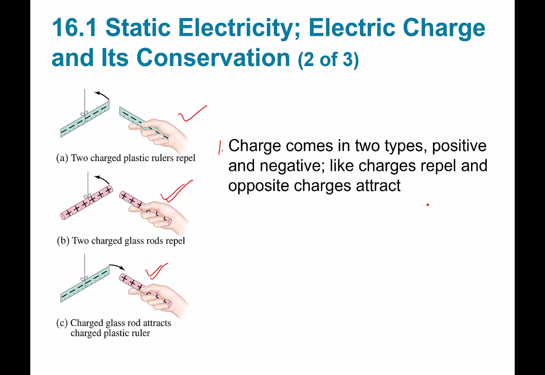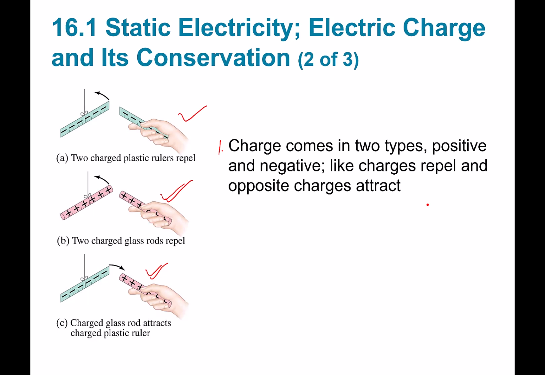And how do we know there are two types of electric charges? When various materials are rubbed together in controlled ways, certain combinations of materials always produce one type of charge on one material and the opposite type of charge on the other.